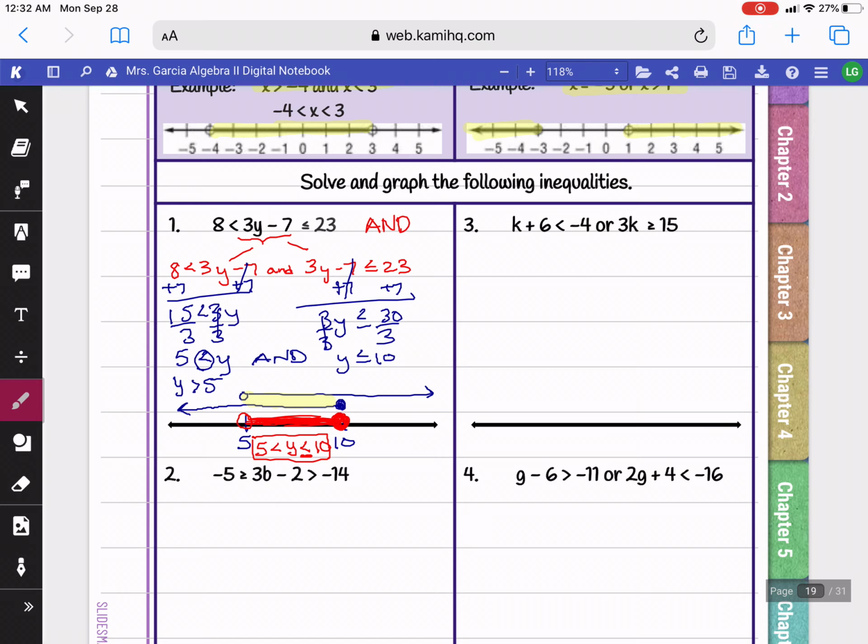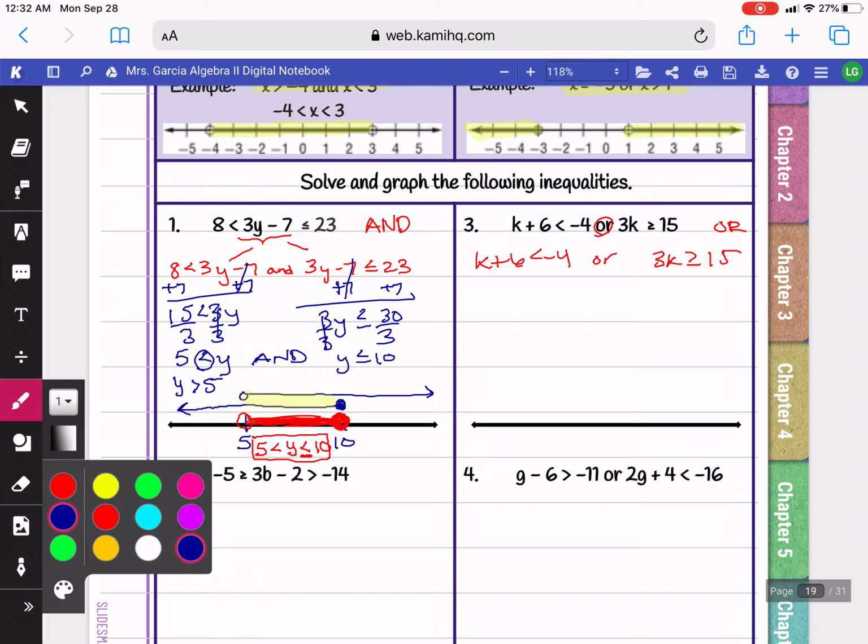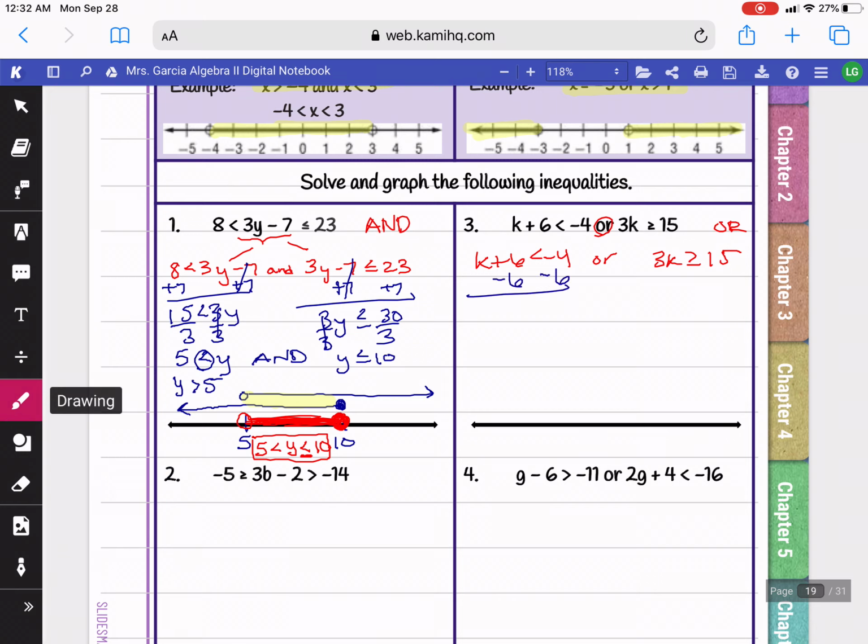When you have an or inequality, it's a little different. You're still going to separate it into two. So we have k plus 6 is less than -4, or 3k is greater than or equal to 15. We're going to solve each of those. So I get k is less than -10 and k is greater than or equal to 5. When it's an or, you want to graph on your number line both of them. So this time we're going to graph them together. So I have -10 and 5.